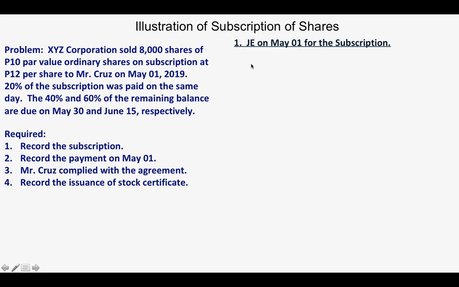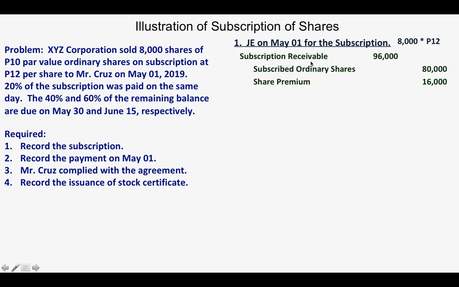Okay, class. So our journal entry on May 1st for the subscription is that we will debit subscription receivable of 96,000. 96,000 is computed 8,000 shares times the subscribe price at 12 per share, so that will be 96,000. And credit subscribe ordinary shares of 80,000, 8,000 times the par value of 10, and the difference credited to share premium.